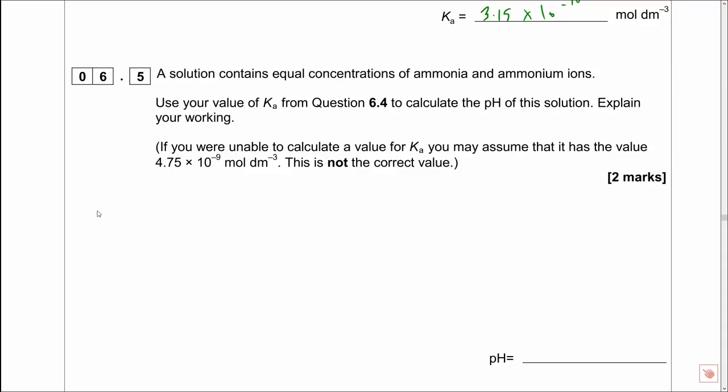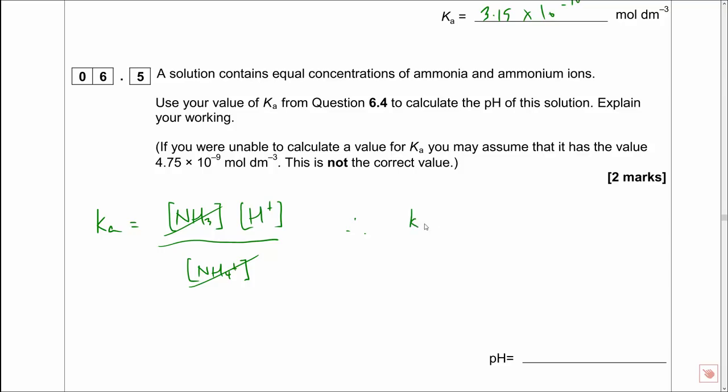Oh, that's quite an easy one actually, yeah. So Ka is normally NH3 times H+, over NH4+. Yeah, it falls into the idea of half equivalence. Well, we've got a value of Ka, and we're told it has equal concentrations of ammonia and ammonium ions. Well, that means, therefore, if these are equal, then they will cancel. Therefore, for this particular instance, not always, but only at this particular point where these are equal, Ka is equal to H+.